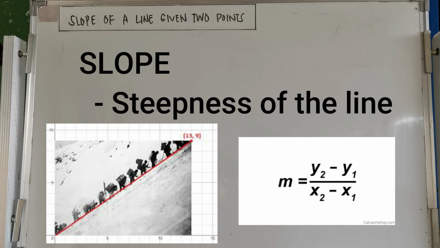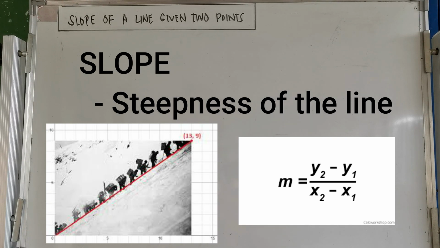So we labeled that as x sub 1, x sub 2, y sub 1, and y sub 2 since we are referring to 2 points or 2 sets of ordered pair para ma-identify natin which is the first set of coordinates or ordered pair and which is the second. Okay, so let us have an example.